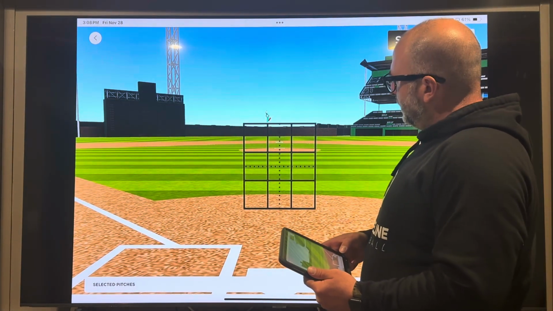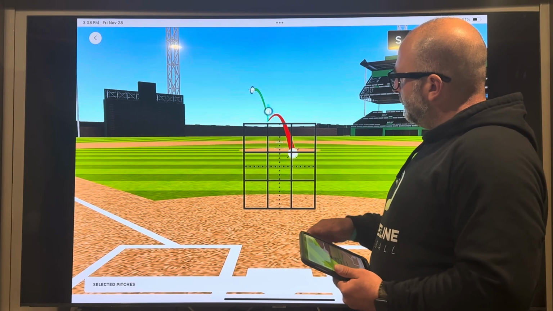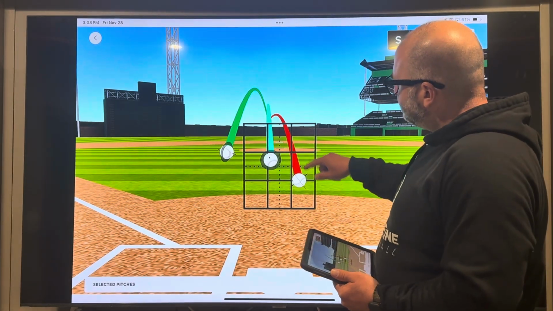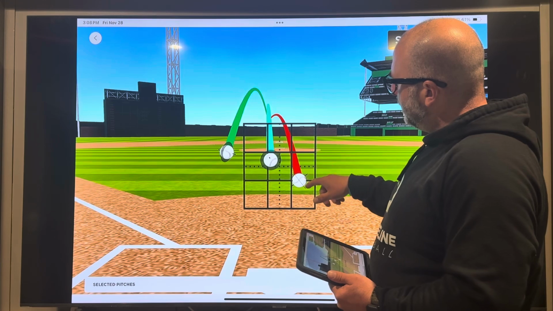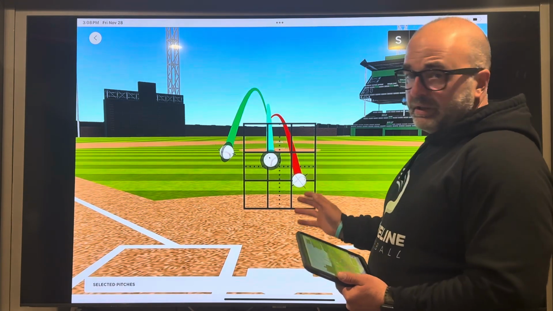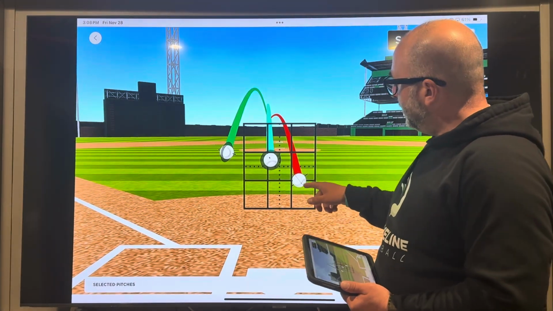So speed variance is pretty good. We talked about that as well, right? We want to be plus or minus 4. So with that fastball, it's coming in a lot better. You can see the spin on these are really good. That's really where we want it, right?